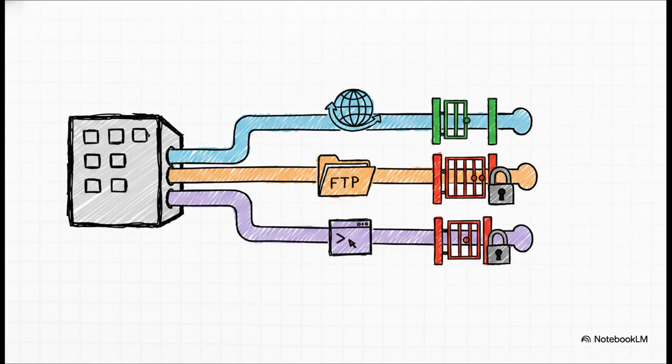And because those extended ACLs look at specific protocols and ports, you can get incredibly granular. You can write a rule that essentially says, allow this specific IP to access web traffic on port 80 and 443, but deny them from trying to transfer files over FTP on port 21, or block them from logging into the router via SSH on port 22. It is the ultimate tool for detailed traffic control.